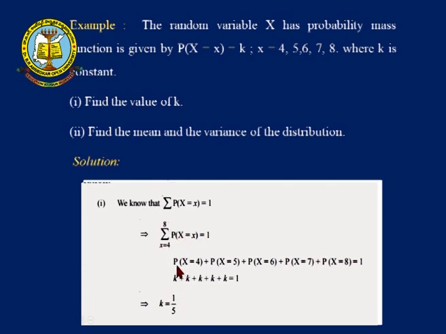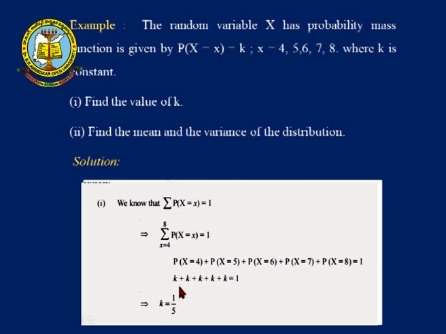Then we can write, summing over x from 4 to 8, probability of x is equal to 4 plus, expanded up to 8. That means probability of x is equal to 4 plus probability of x is equal to 5 plus probability of x is equal to 6 plus probability of x is equal to 7 plus probability of x is equal to 8 is equal to 1. But according to your problem, the probability mass function is already given as k.